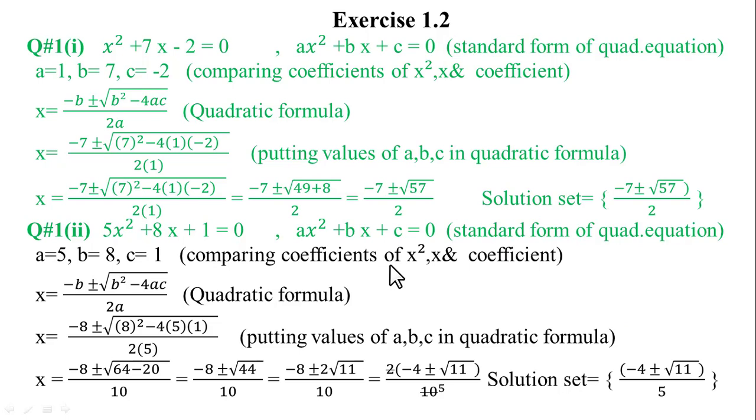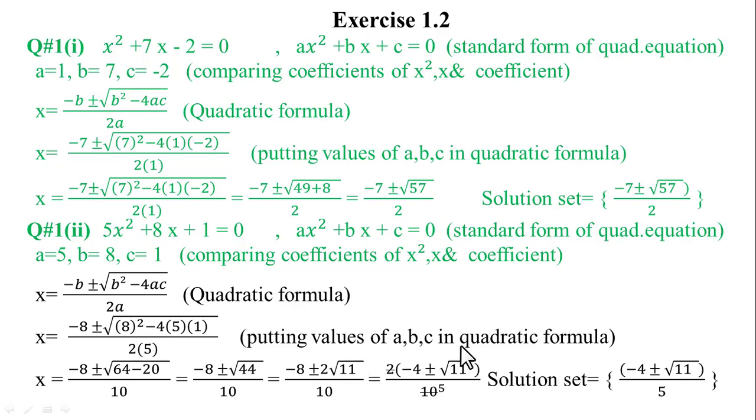Now comparing the coefficients of x square, x and the constant, A is equal to 5, B is equal to 8 and C is equal to 1. Then we use the quadratic formula: x is equal to minus b plus minus square root of b square minus 4ac, divided by 2a.